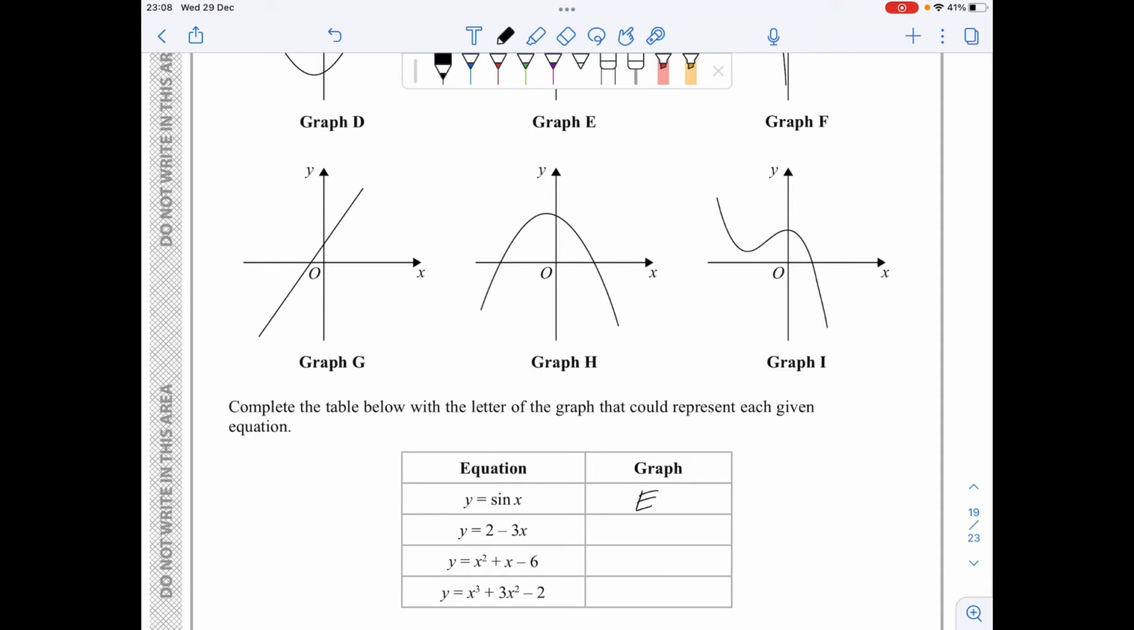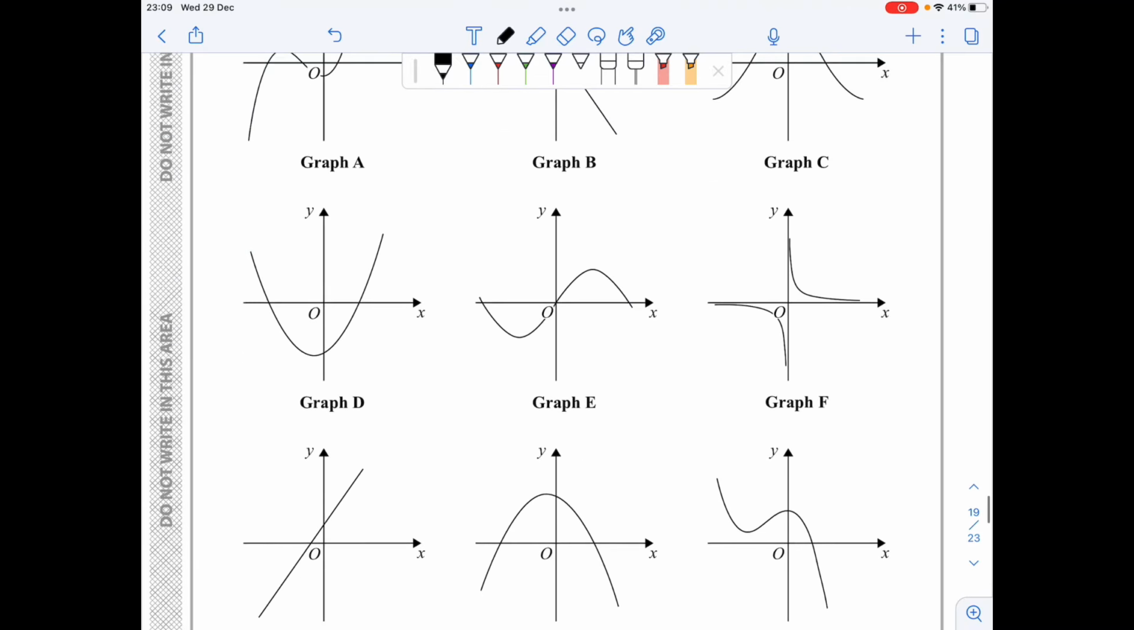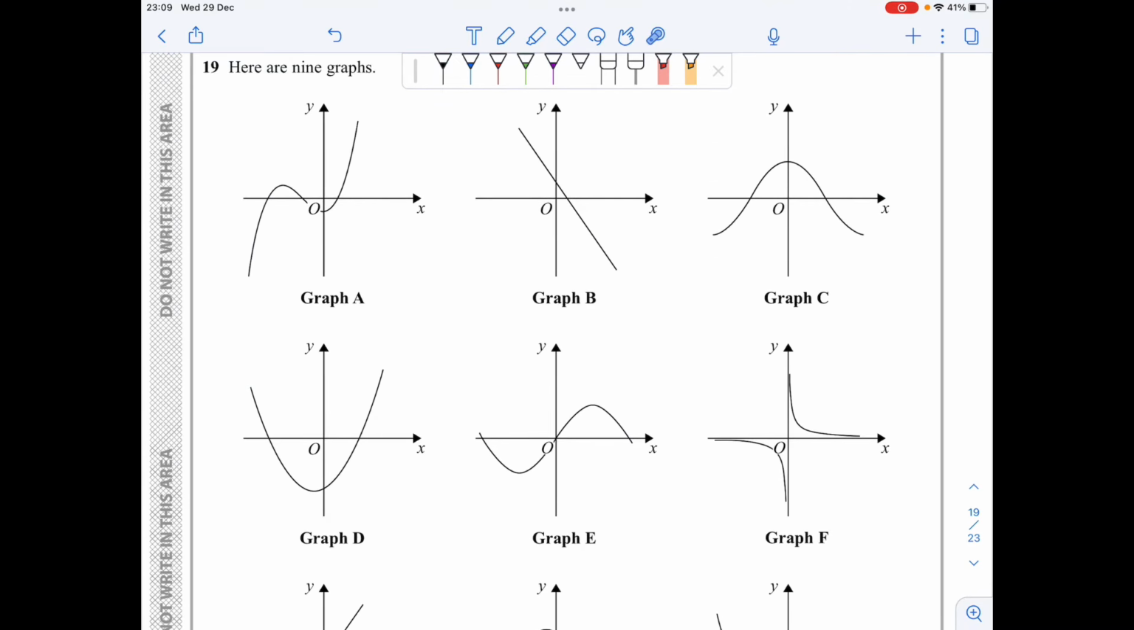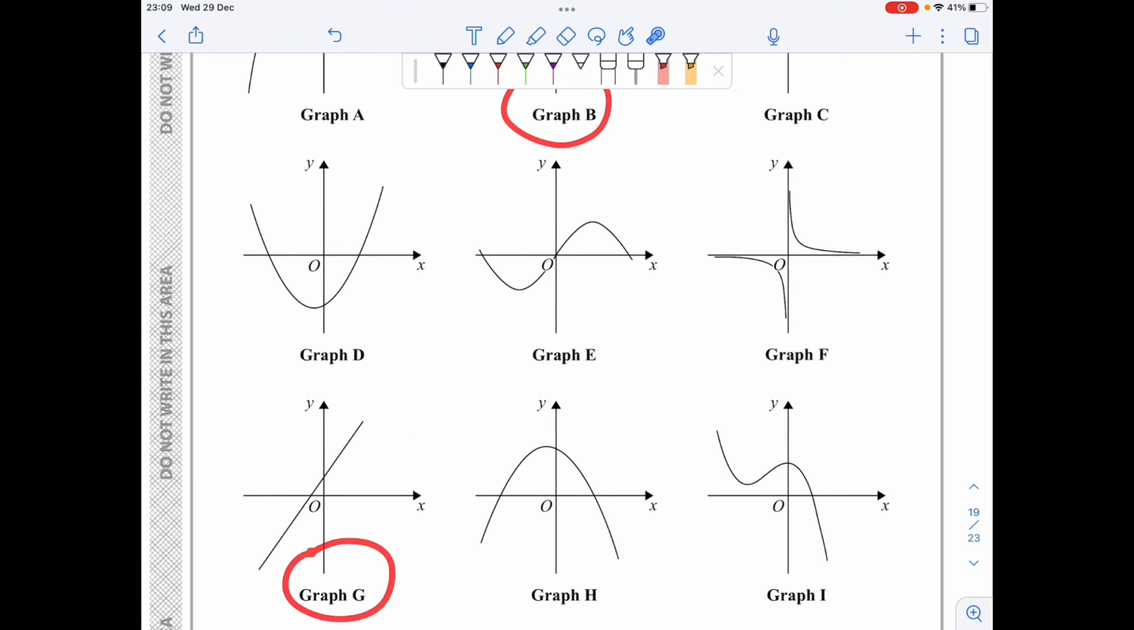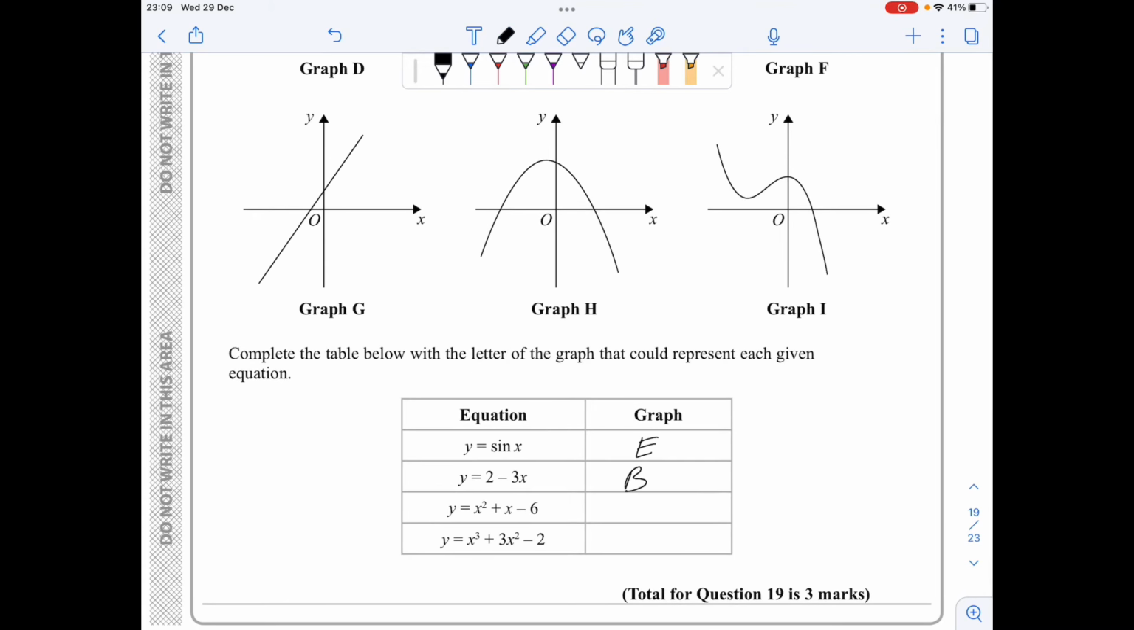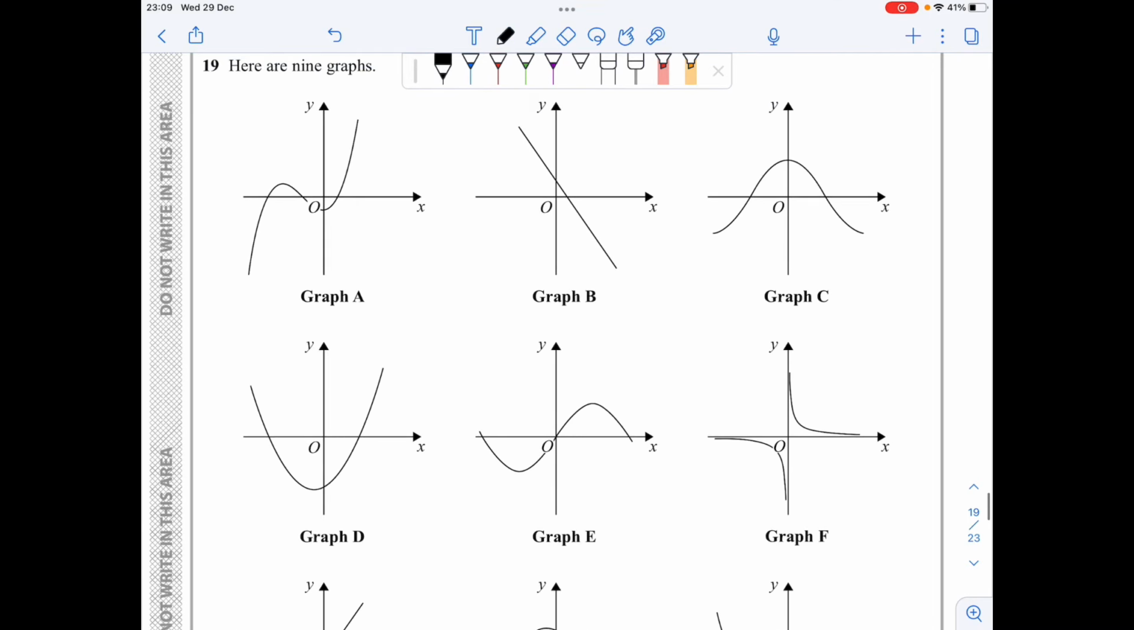Now, the second one, it's a straight line with a negative gradient. I have here 2 straight lines. B has a negative gradient. G has a positive gradient, so my answer will be B. Now for the third one, I have a quadratic. The coefficient of x squared is positive, which means I am looking for a graph that is a positive quadratic, and in our case, it's graph D.